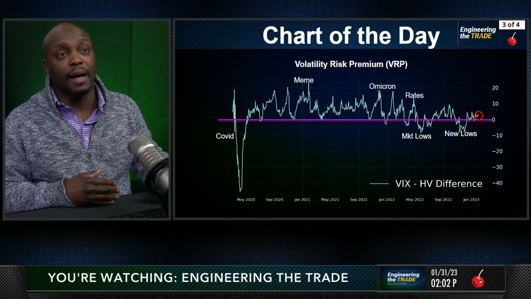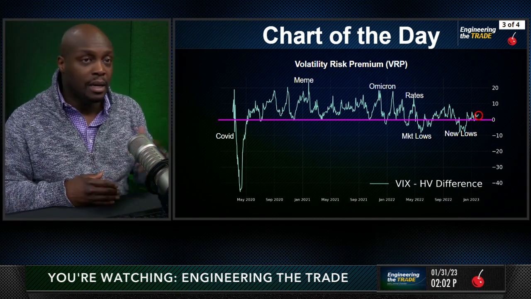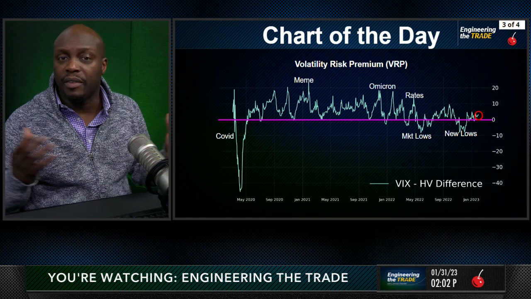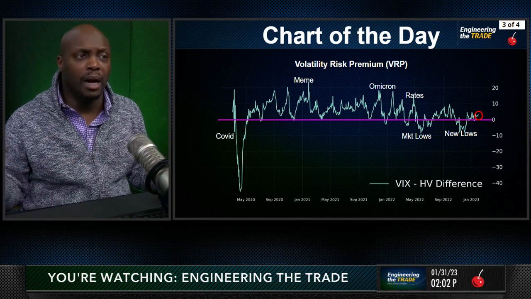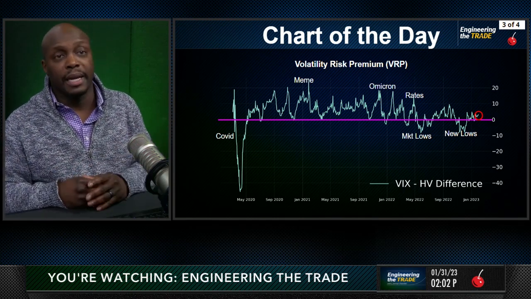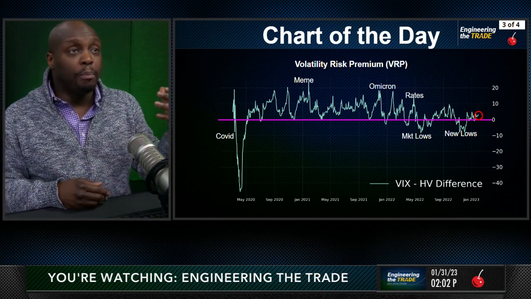Of course, historical volatility was way outpacing the VIX. At one point in time, the VIX was in the 70 range and historical volatility was like 110. So therefore, you get like a negative 30. So big moves.